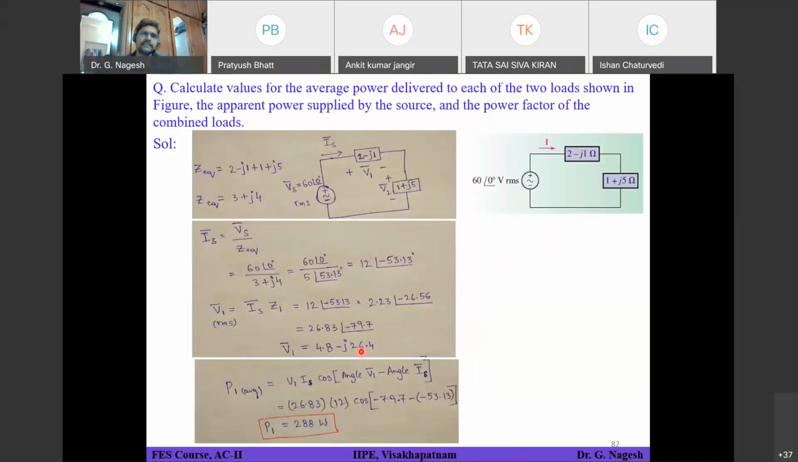So what is Z here? 3 plus J4. What is the magnitude of this one? 5. So the denominator is 5. What will be the numerator? The R value? 3. So cos phi is R by Z. So cos theta is equal to 3 divided by 5. From that also you can calculate the power factor, which will be 0.6.